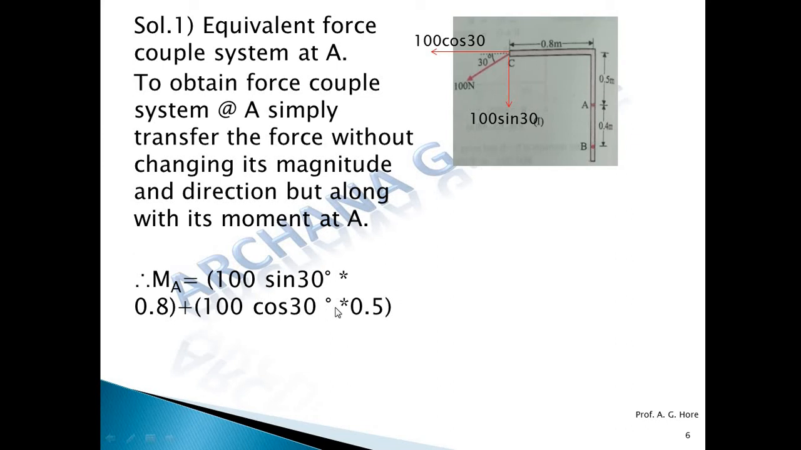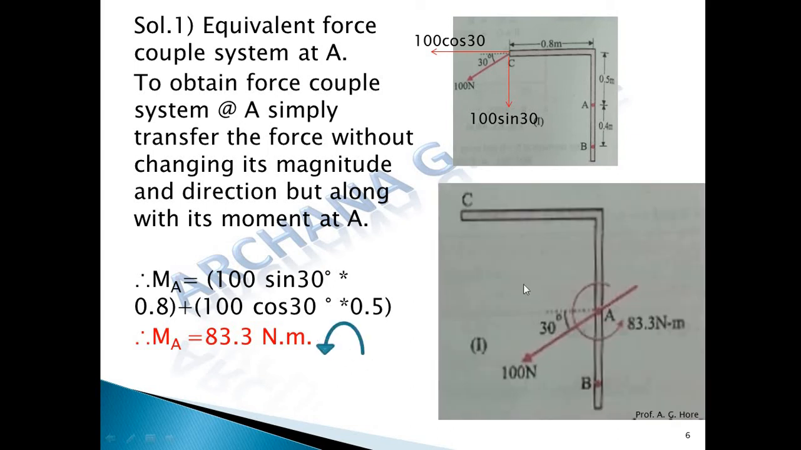So 100 cos 30 into 0.5. Now simplifying this, we get the moment at A is equal to 83.3 Newton meter plus. So plus means that moment is anti-clockwise. So like this.